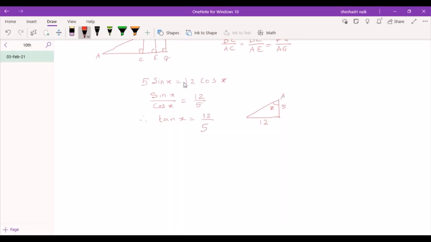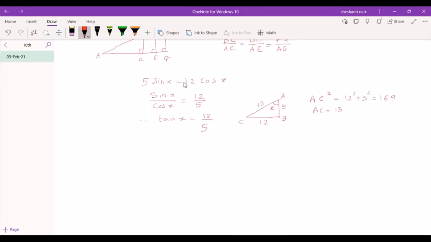Let's say this triangle is A, B, C. What is side AC equal to? 13. How? Pythagorean triplet. Yes, Pythagorean triplet, or we can simply use the Pythagoras theorem. So AC square is equal to 12 square plus 5 square, which is equal to 169. Therefore, AC is equal to 13.